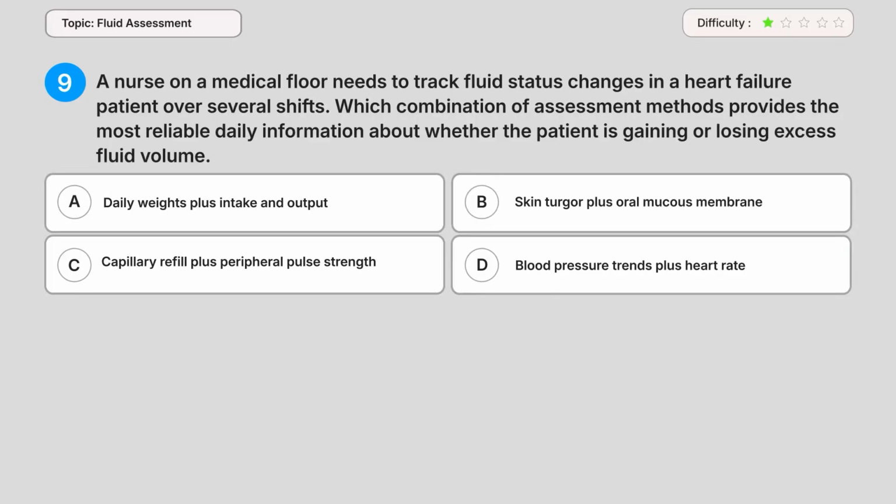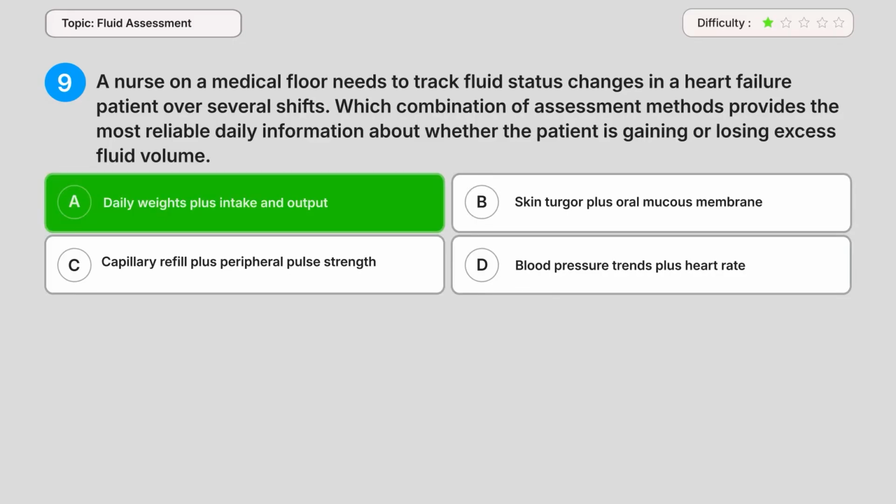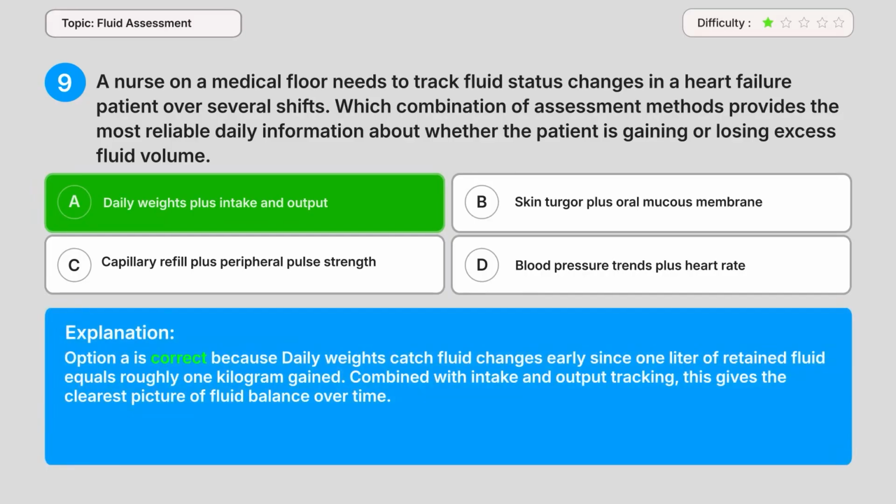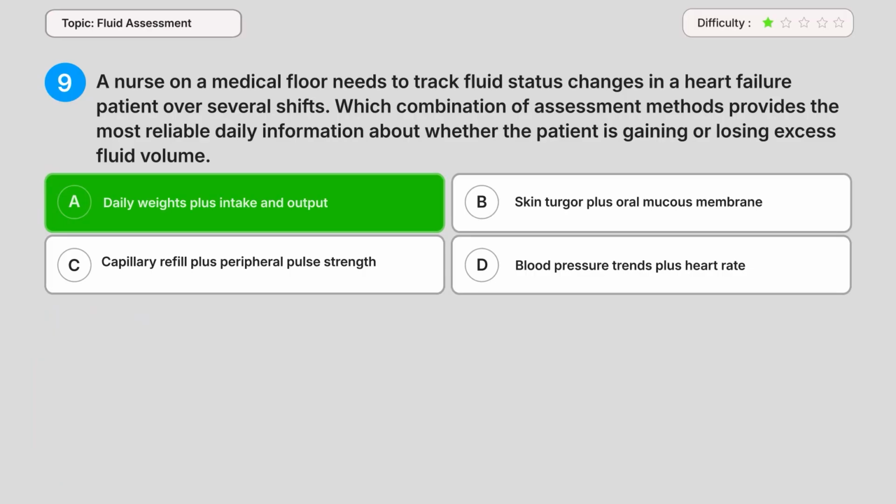Correct answer. A. Daily weights plus intake and output. Daily weights catch fluid changes early since 1 liter of retained fluid equals roughly 1 kilogram gained. Combined with intake and output tracking, this gives the clearest picture of fluid balance over time.